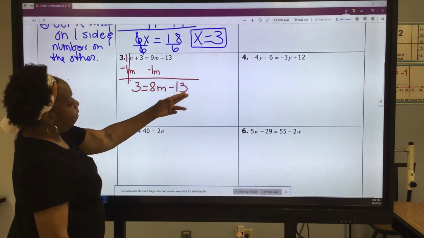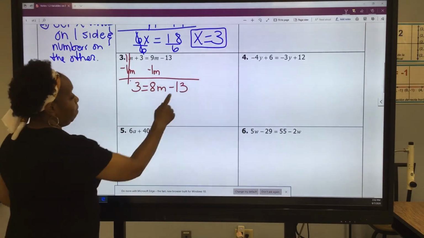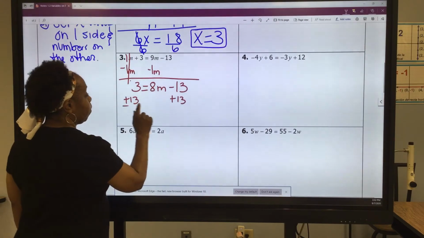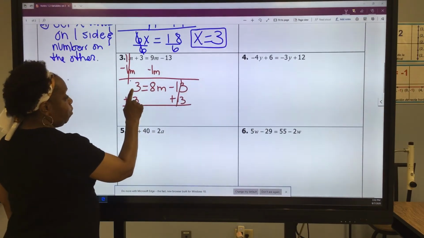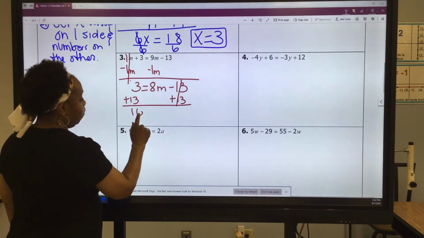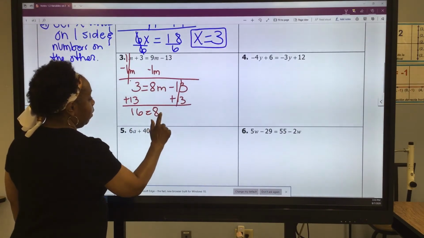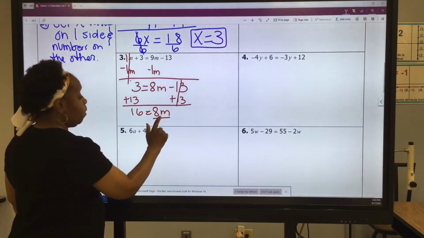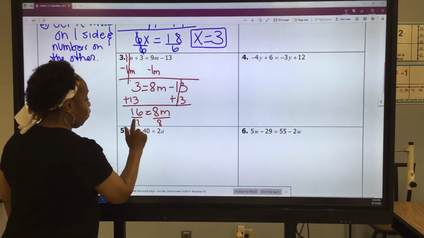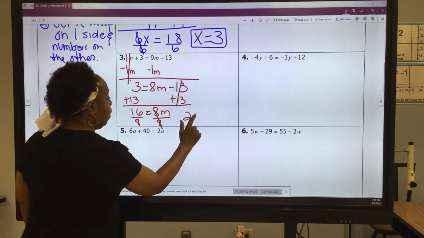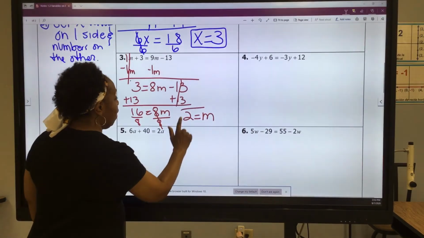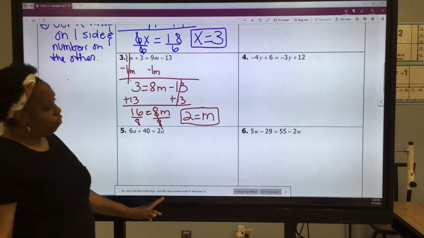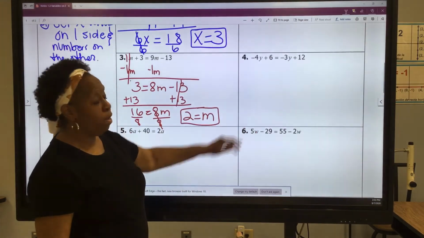Now I want my numbers without a variable all on the left. So I have a minus 13, so I go plus 13, plus 13. These cancel. 13 plus 3 is 16 equals 8m. Divide both sides by the coefficient of the variable. So let's divide both sides by 8. And this cancels, so I have 2 equals m. Or you might write it m equals 2. They're both okay. Now I'd like you to stop and try a couple of these other problems right here.